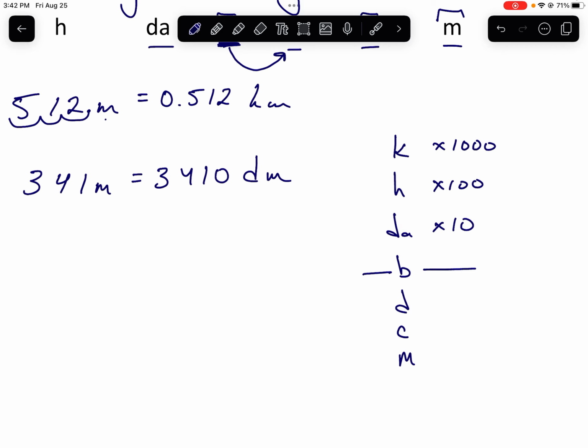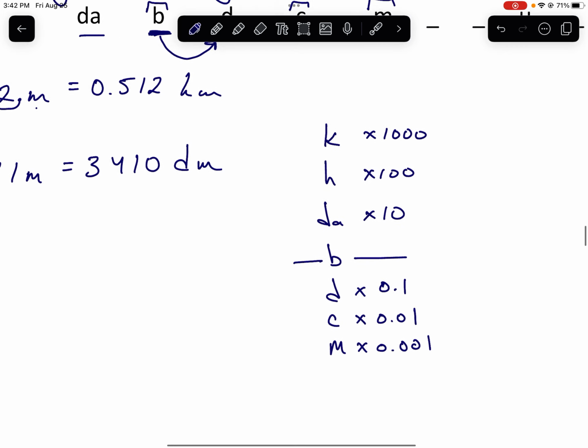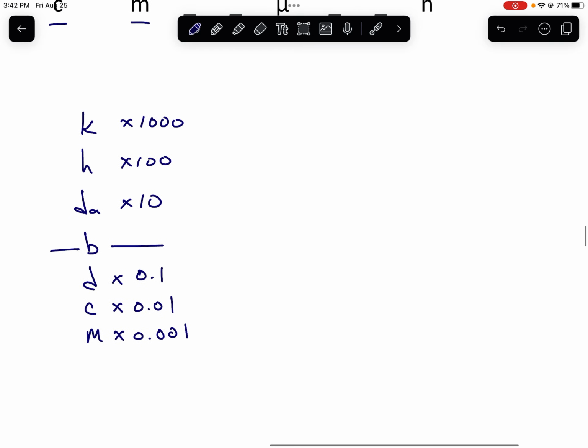Okay? Likewise, if I go down, similar pattern, but kind of the opposite, because now we're going down to smaller ones. So deci would be like my base times 0.1. It's 1/10 the size. Centi would be 1/100th the size, and milli would be 1/1000th the size.